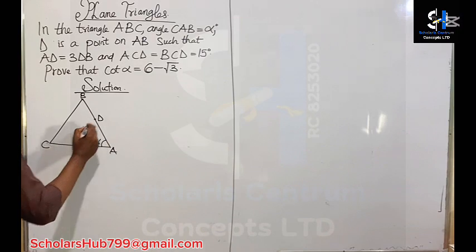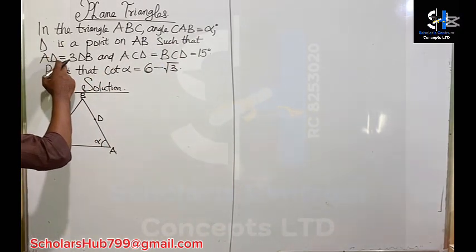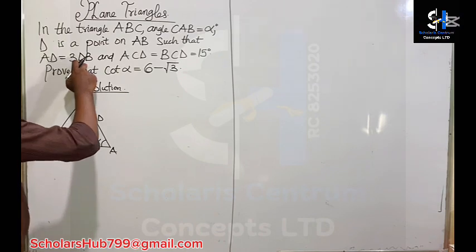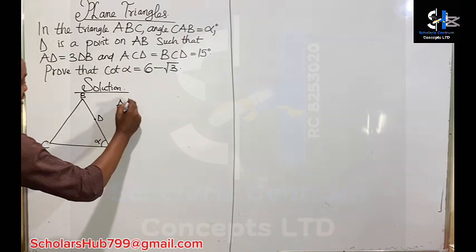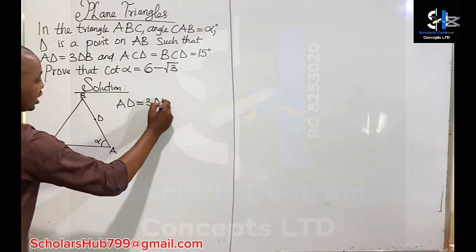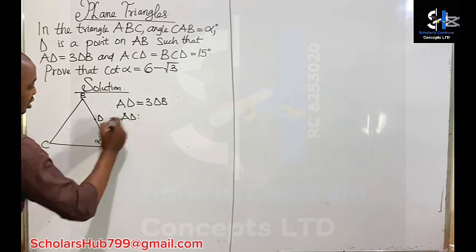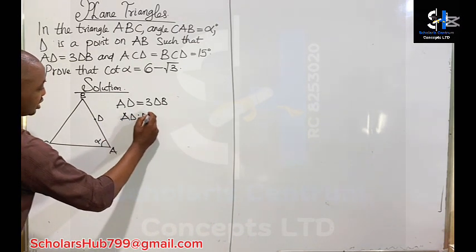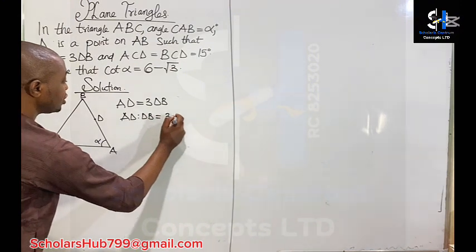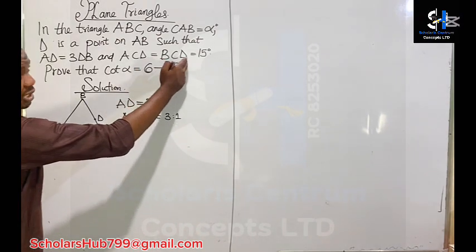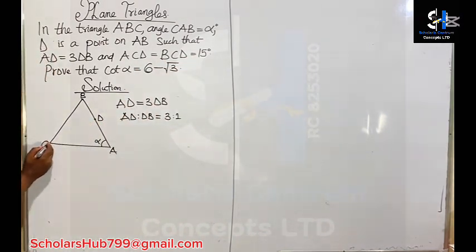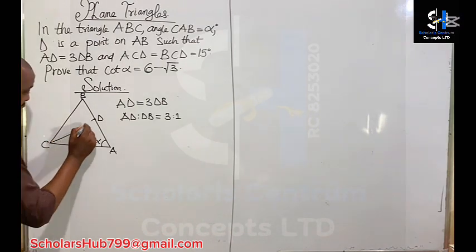D is a point on AB such that AD equals 3DB. That's what we are given. So this implies that the ratio AD to DB will be 3:1. Now, angle ACD equals angle BCD equals 15 degrees. So we are going to join C to point D.